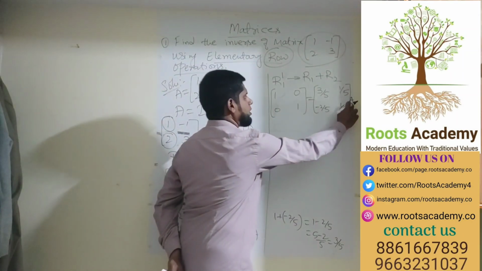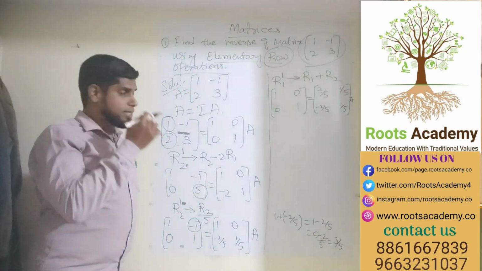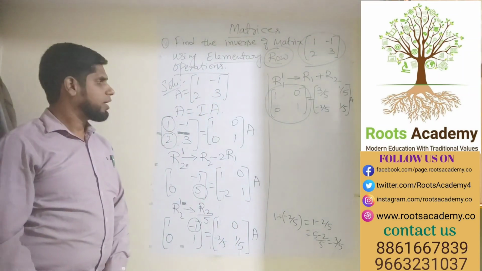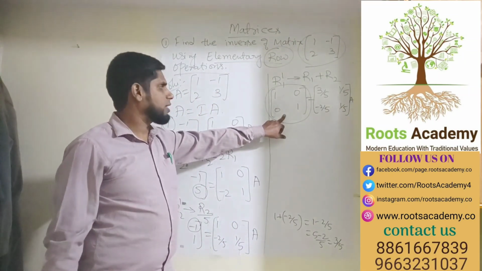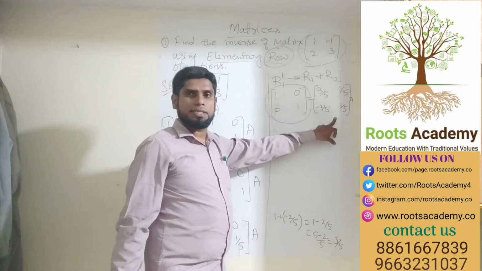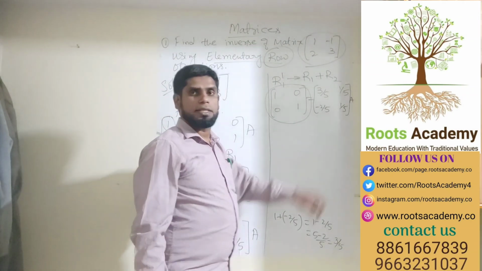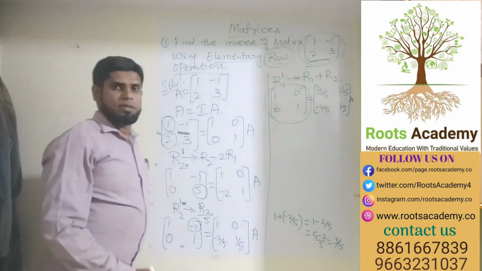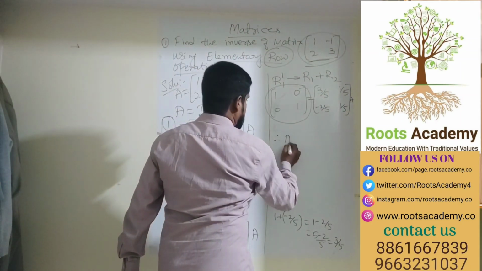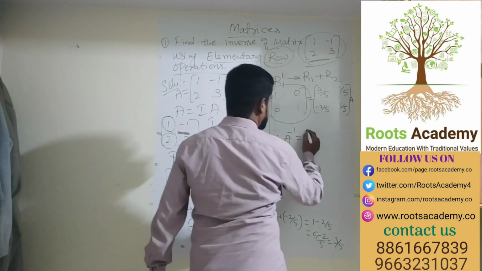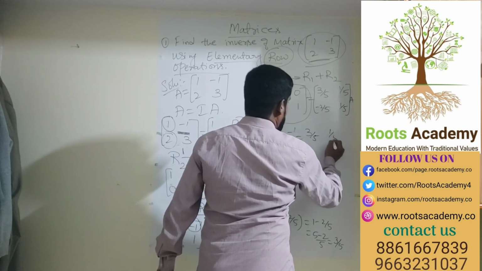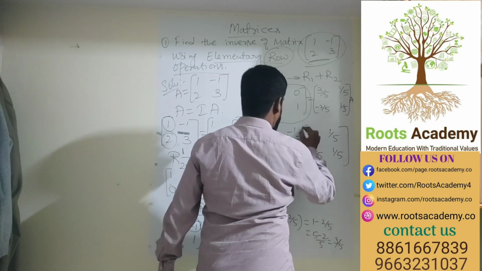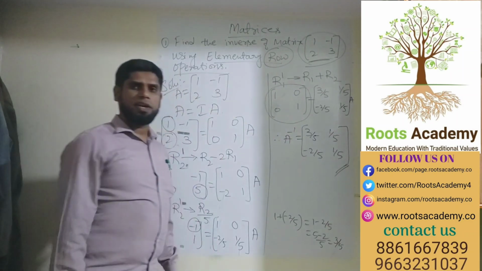And written A here. Now student, here if I see this, I got an identity matrix towards my left hand side. Now whatever the matrix is present in my right hand side, that is my inverse of this matrix. Therefore A inverse is equals to 3 by 5, 1 by 5, minus 2 by 5 and 1 by 5. This is the final answer.